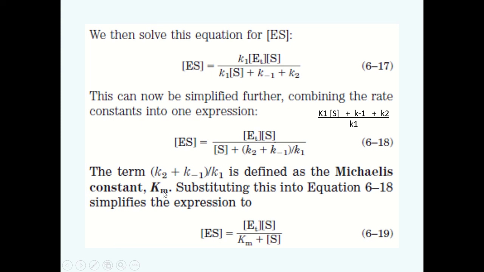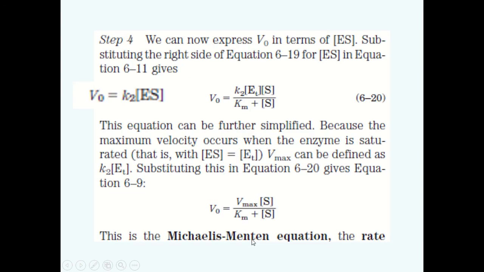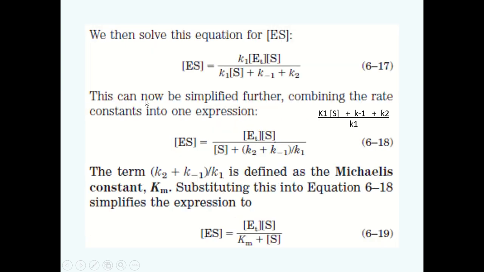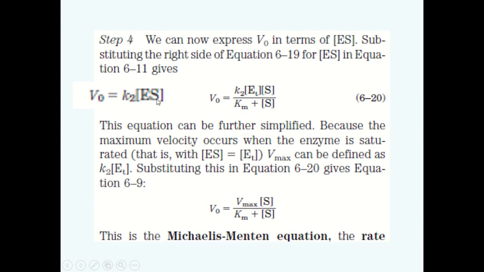So therefore the equation is now converted into this form: ES equals ET times S divided by S plus Km. Previously we have seen that the rate of reaction is given by this expression, V naught equals K2 times ES. So we put the value of ES from the previous equation into this equation. Now the rate of reaction will become K2 times ET times S over Km plus S.